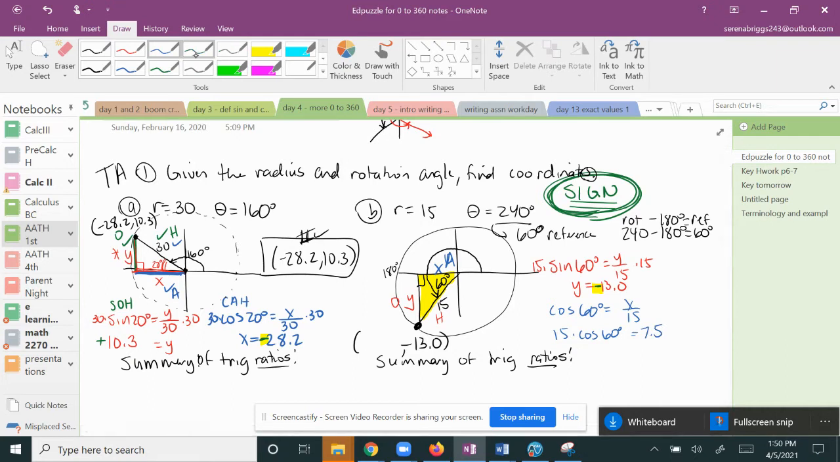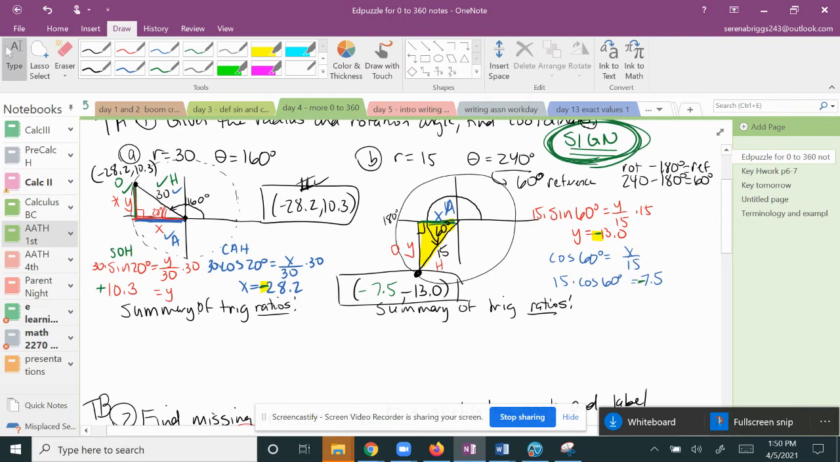But I have to make it negative because I have to pay attention to the sign. I'm in quadrant 3, and my x coordinate is negative 7.5. So the coordinates at that point, I'll put in a box: negative 7.5, negative 13.0.